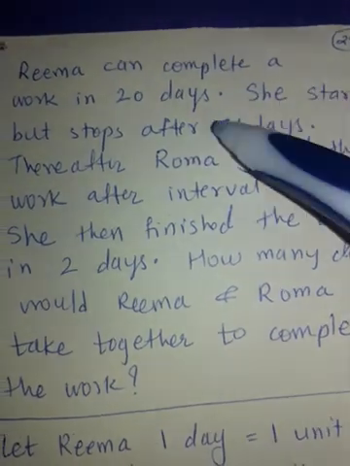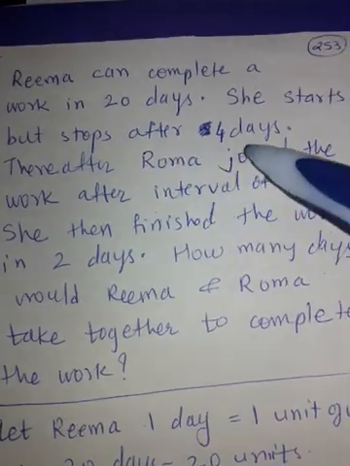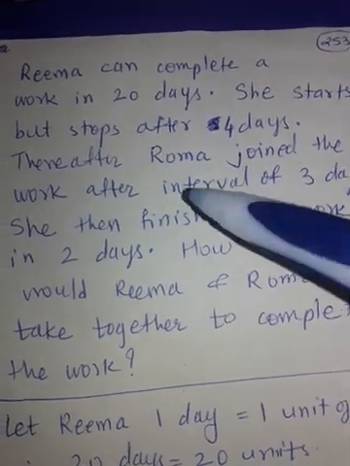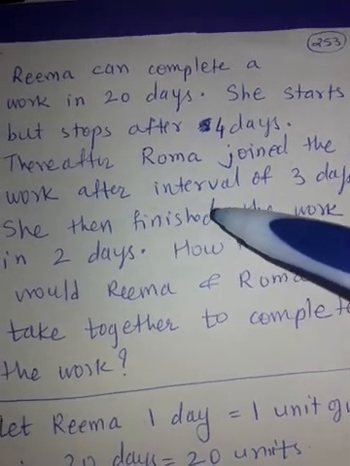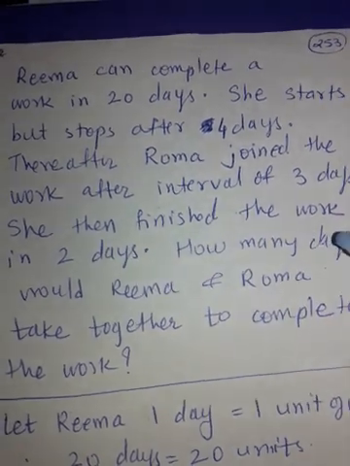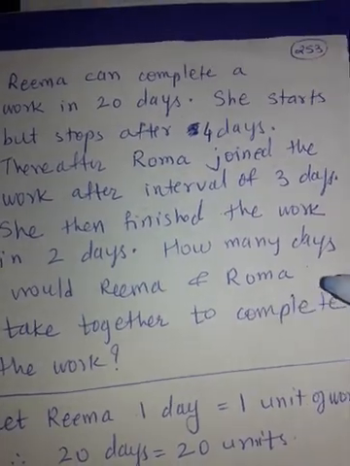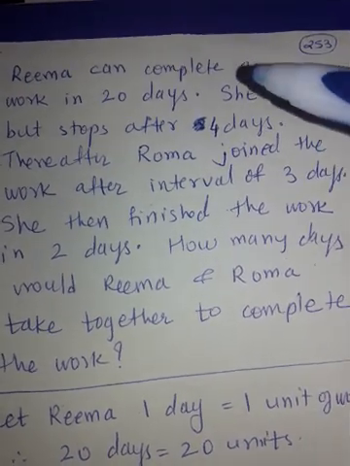Rima can complete a work in 20 days. She starts but stops after 4 days. Thereafter, Roma joined the work after an interval of 3 days. She then finished the work in 2 days. How many days would Rima and Roma take together to complete the work?